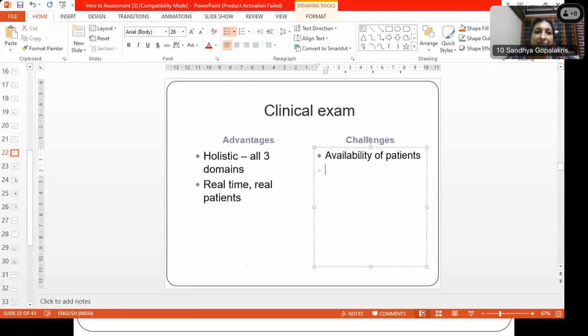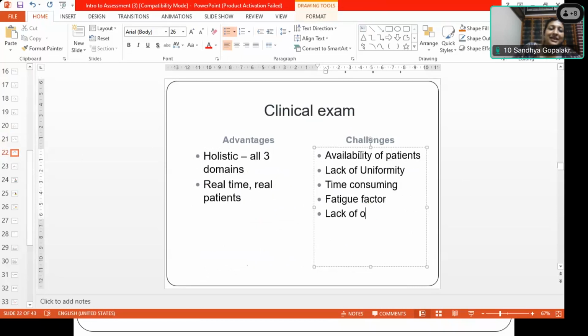Sir, each patient is different, so uniformity you will not get for all students. Situations are different. It's time consuming, fatigue factor. So we have to strictly lay down the criteria for assessment, sir. Otherwise, lack of objectivity. Assessment criteria. Again, similar to the practical, we have it here also, sir.